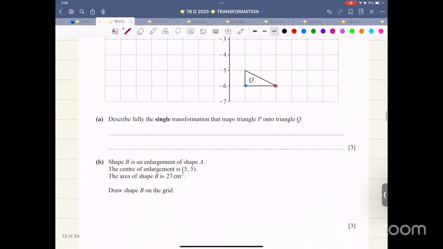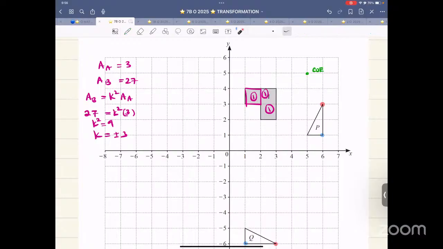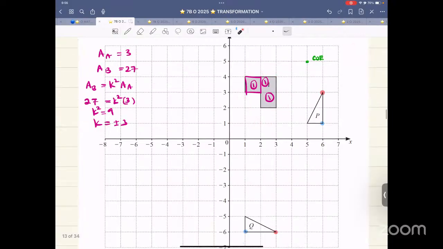Now the center of enlargement is 5, 5. Now this is the center of enlargement, COE. That means there is no space in the grid to go this way, so I have to go this way. So now the rule is, if the scale factor is positive, we have the center, then the original, then the final shape. So that's the order in which it will go. If it was negative, the object would be over here, the image would be on the other side.